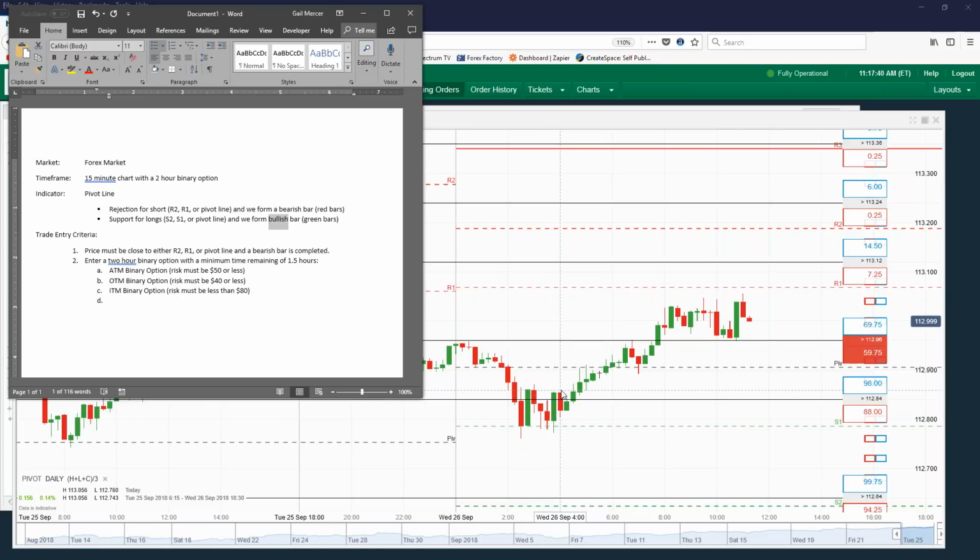You then form a bearish bar again. Okay, that is followed by a bullish bar. This is the point that you can enter that meets your criteria. Does everybody understand that?